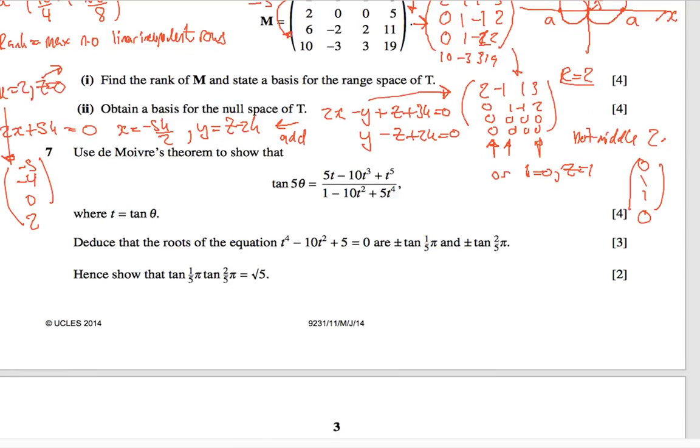Use de Moivre's theorem to show that tan 5 theta is 5t minus 10t cubed plus t to the 5 over 1 minus 10t squared plus 5t to the 4, where t is tan theta.